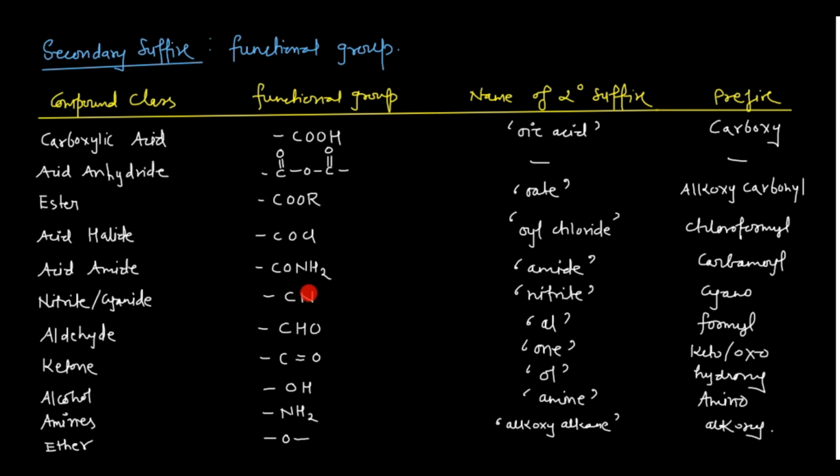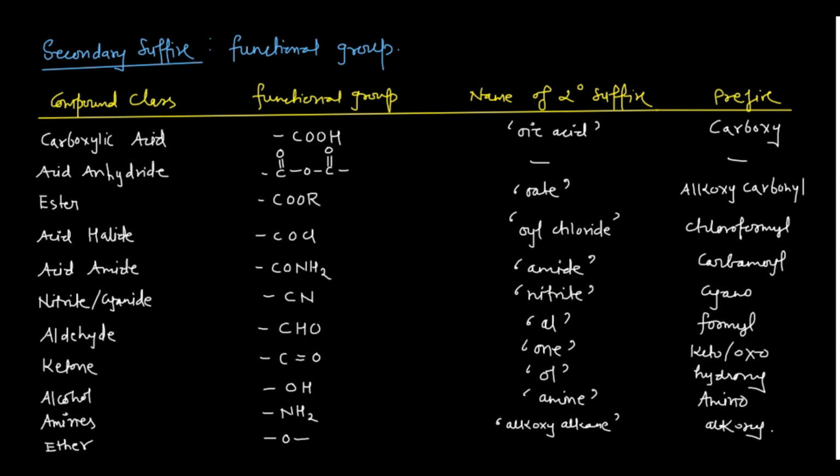And after that, your cyanide is there, right? When cyanide is treated as the side chain, then the name of this cyanide is "cyano", right? And when it is treated as the functional group, then its name would be nitrile. This is nitrile.